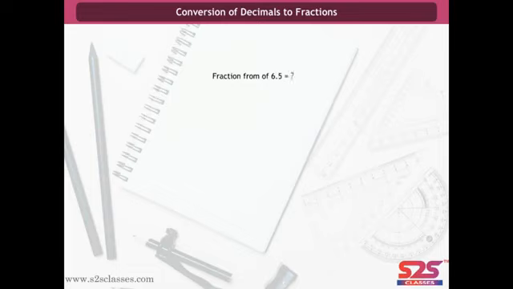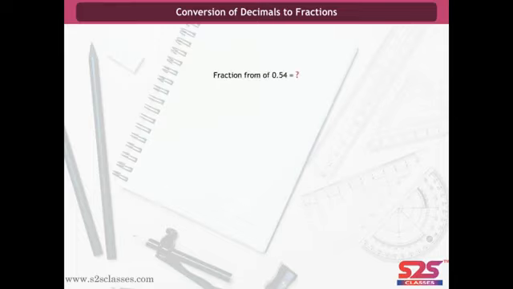What is the fraction form of 6.5? In 6.5, there is only one digit, that is 5, after the decimal. So the value of p is equal to 1. Hence we can write 6.5 as 65 by 10 raised to the power 1, that is 65 by 10, which is equal to 13 by 2.